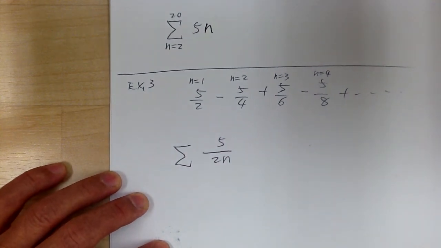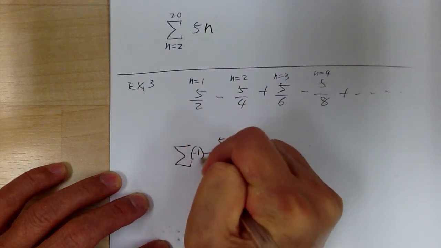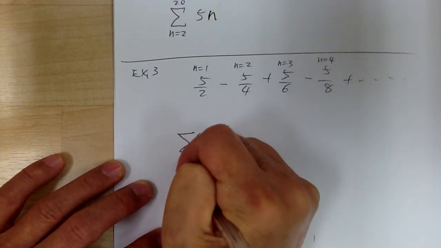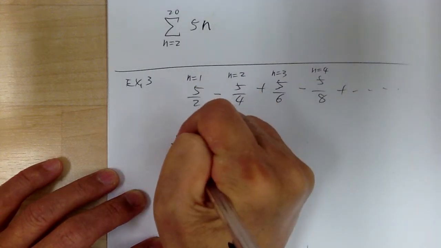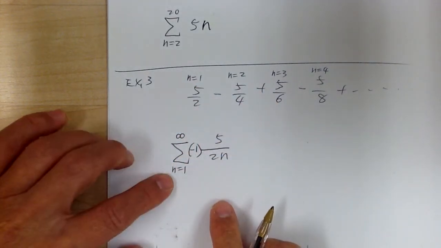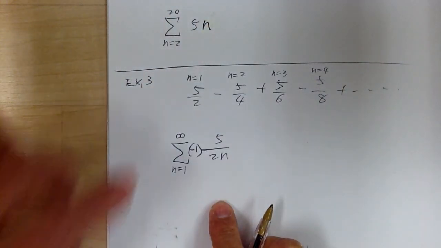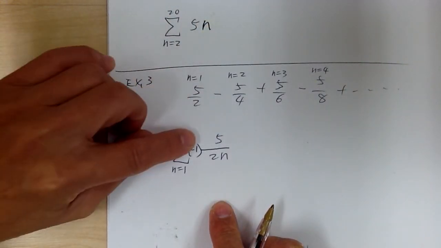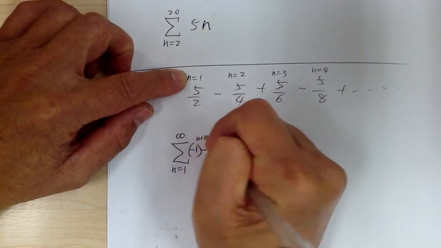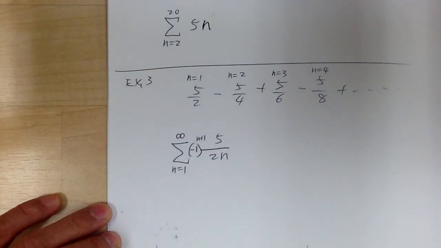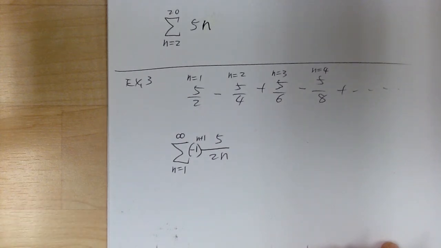Next, you have to take care of the sign. The sign is alternating, positive, negative, so you have to do negative 1 to the whatever. We start with n equal to 1, and this goes on forever, so we go from 1 to infinity. Now the first sign is positive, so you have to make the exponent even. But n equal to 1 is odd, so you use n plus 1 to make it even, which gives you positive. That's it for example 3. Again, write these things down, it helps you figure it out.